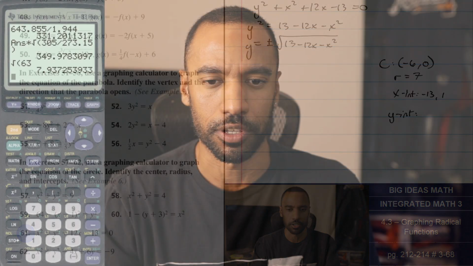Okay, so let's go to the graphing calculator. Let's plug in this equation that we first have. We have square root of 13 minus 12x minus x squared. Now I'm talking big game. These better be the equations. Oh, I skipped y1.